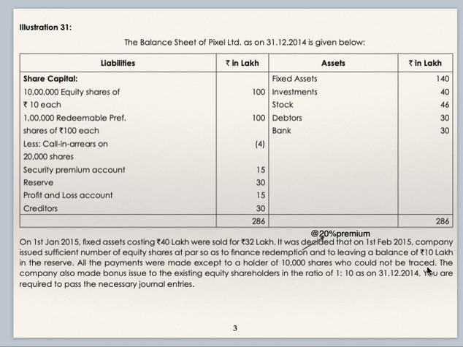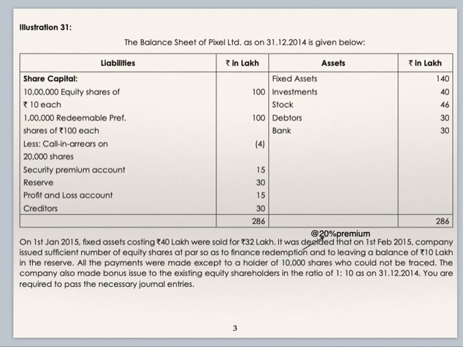All payments were made except to a holder of 10,000 shares who could not be traced. Whatever was due to preference shareholders, all payments were made, but there was one shareholder having 10,000 shares who could not be traced, so it is not possible to pay him the amount due. Company also made a bonus issue to the existing equity shareholders in the ratio of 1:10 as on 31st December 14. You are required to pass journal entries. Existing equity shares are 100 lakhs. They are entitled to get bonus in the ratio of 1:10. So for 10, one bonus will be given. So for 100 lakhs, 10 lakhs bonus will be given.